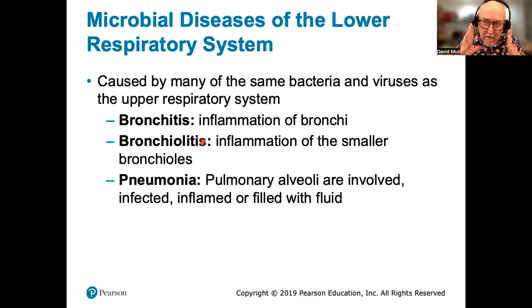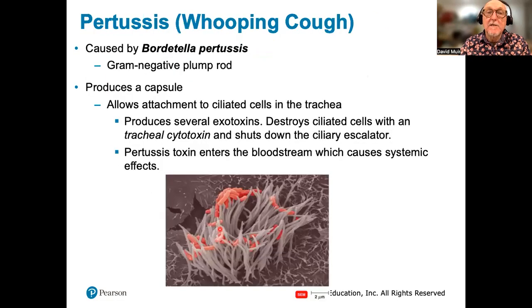Pneumonia strictly refers to a symptom, not a disease, but a symptom. And that is the filling of the alveoli with fluid, and the obstruction of the alveoli, which does not allow them to pick up oxygen and release carbon dioxide. We say the lungs become consolidated, they become fluid filled once they've been infected and inflamed. Bronchiolitis very easily leads to pneumonia. Pneumonia can arise simply because of infection of the alveoli as well.